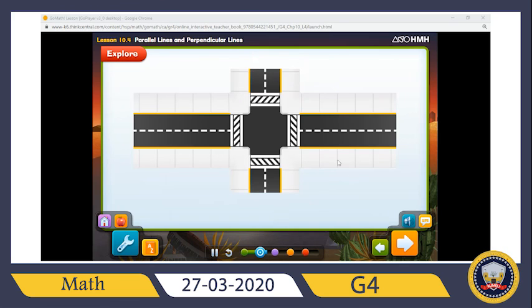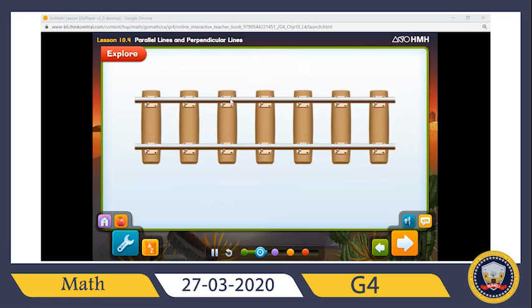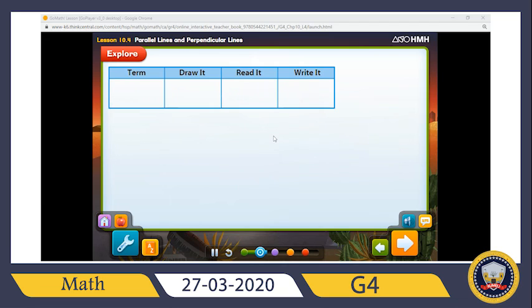When you check your environment, actually you can see some lines. For example, when you see this road, you can see some intersecting lines. And these metal rails, they are kind of parallel lines. Right now, let's learn about them.